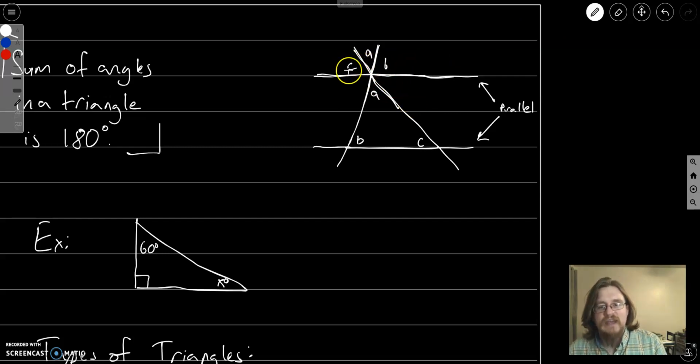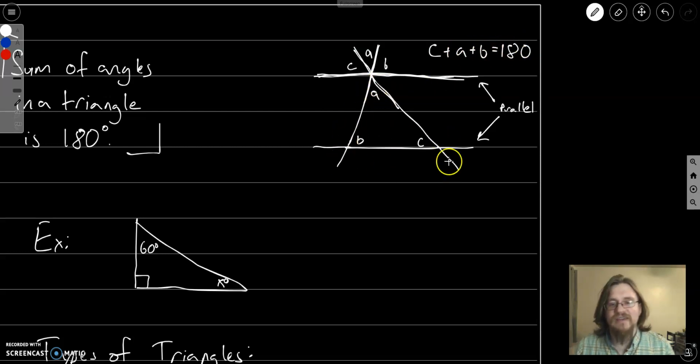So I know that this angle is C, this angle is A, this angle is B, and they form a straight angle. So C plus A plus B should add up to 180, which happens to be the three angles inside of the triangle. So now you know why the angles on the inside of a triangle add up to 180. This is just one way to show this.